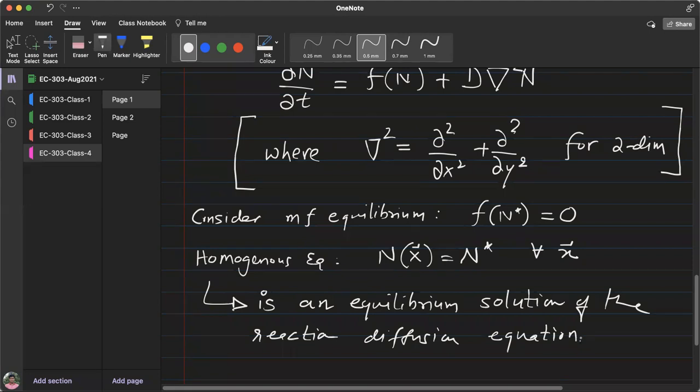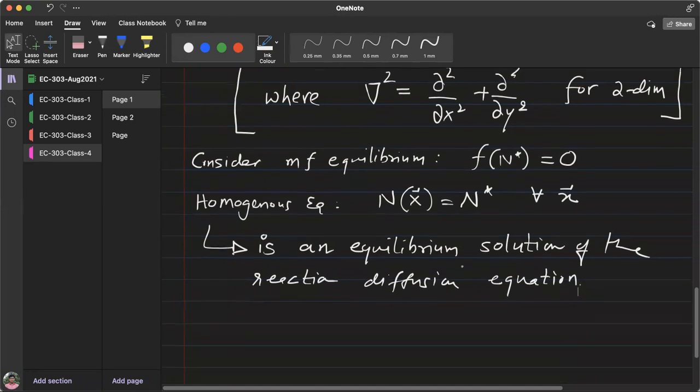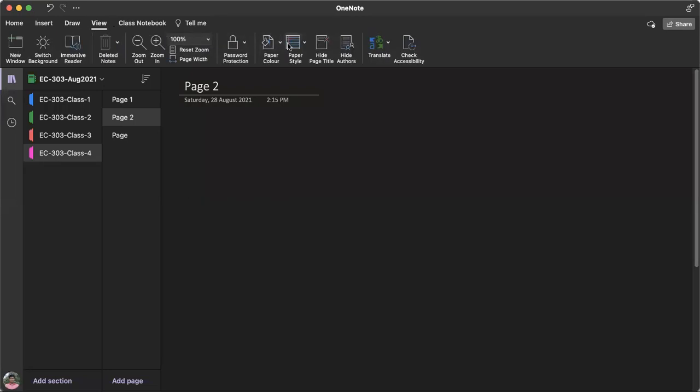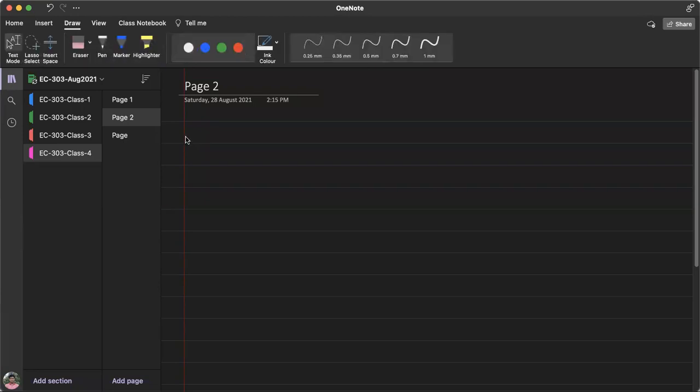So let's call this a homogeneous equilibrium, where we set each location's value equal to one of the mean field equilibria. Of course, every location must have the same mean field equilibrium. That then becomes an equilibrium for the reaction diffusion equation. Any questions on that? Do you agree with that point? Okay. So what do we do after having said equilibrium?